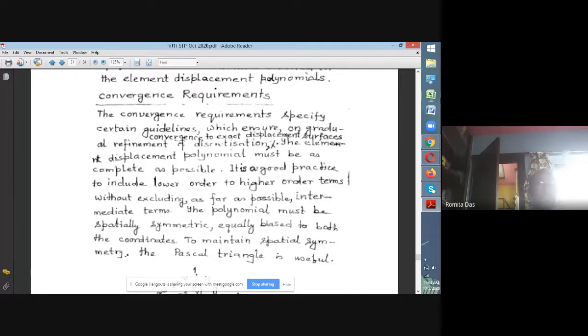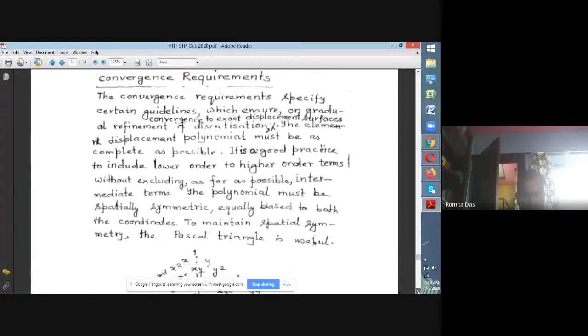But if you had written u equal to alpha 1 plus alpha 2x plus alpha 3y plus alpha 4x square, suppose you write that. In this case, you have a quadratic variation in the x direction, but a linear variation in the y direction. So this is not good, this is not permitted. You have a bias, a quadratic variation in the x direction, but linear variation in the y direction. This is not permitted.